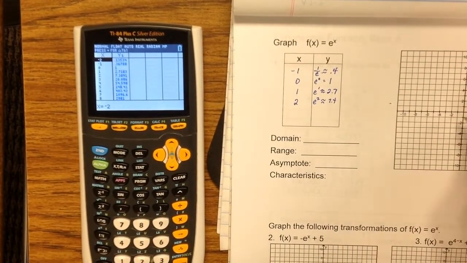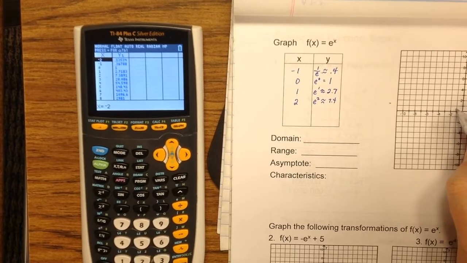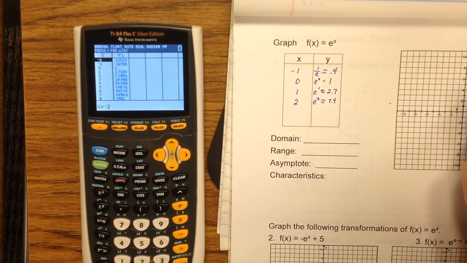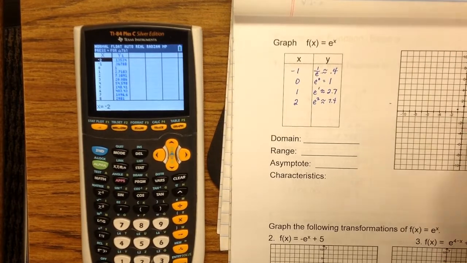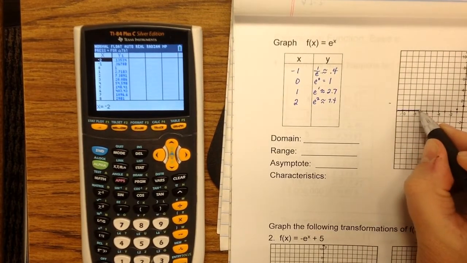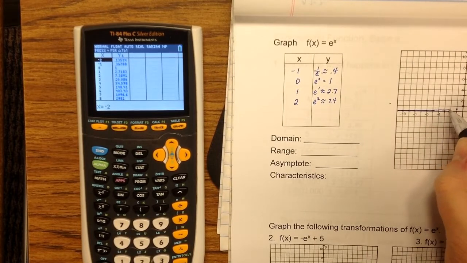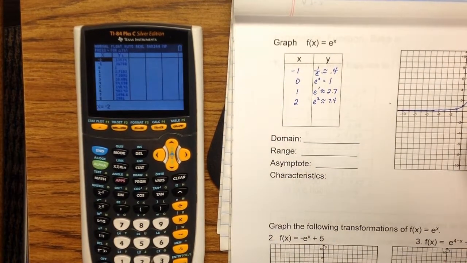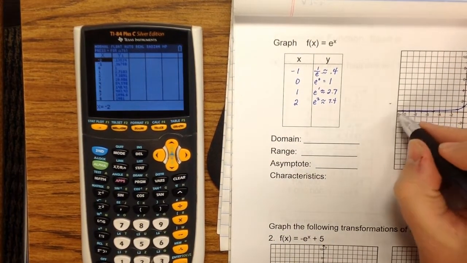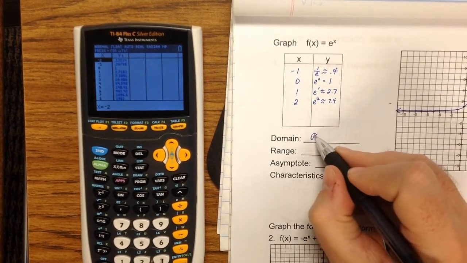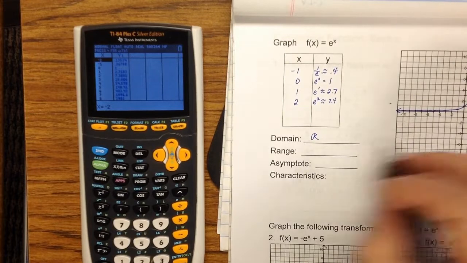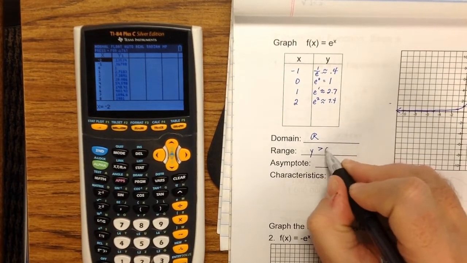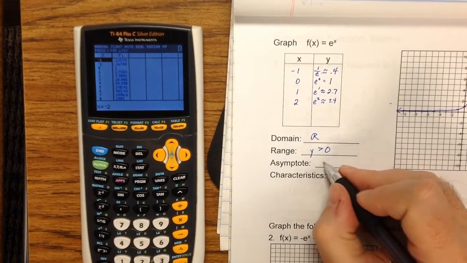So let's graph those. At -1, I'm at about 0.4, 0, 1, 1, 2.7 or so, 2, 7.4. So it's going to be hugging the x-axis coming along, and then it's going to turn up pretty quickly here. My domain will be all real numbers. My range, y greater than 0. Asymptote at y equals 0.